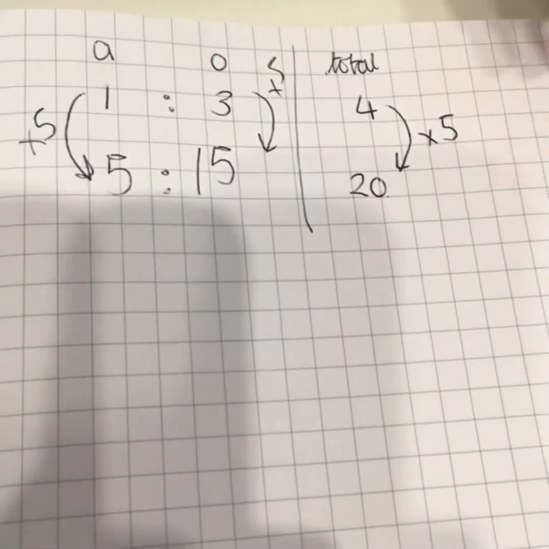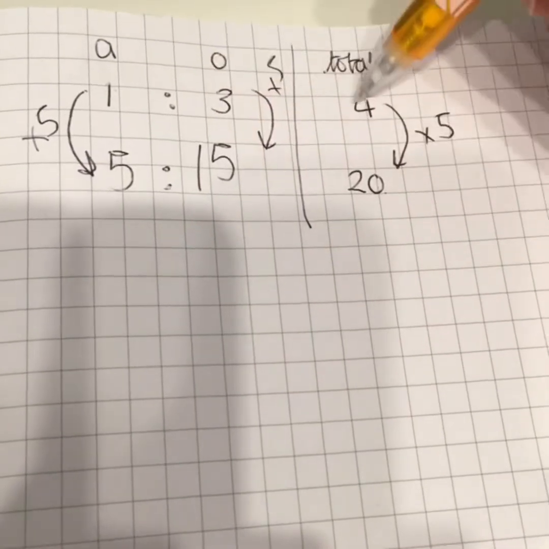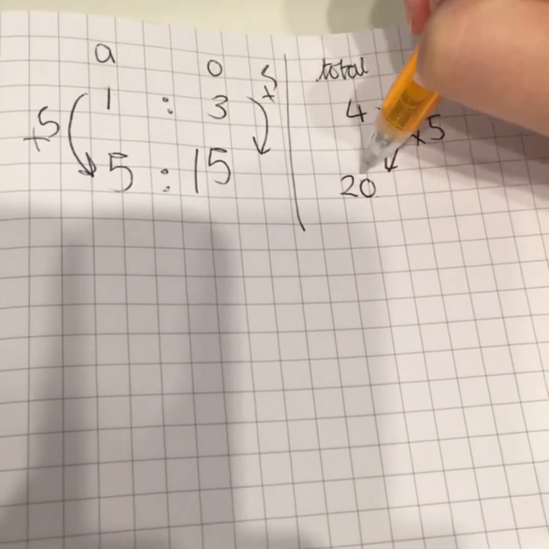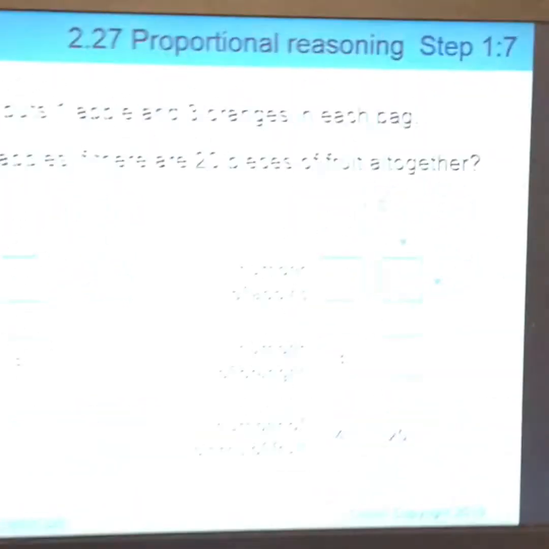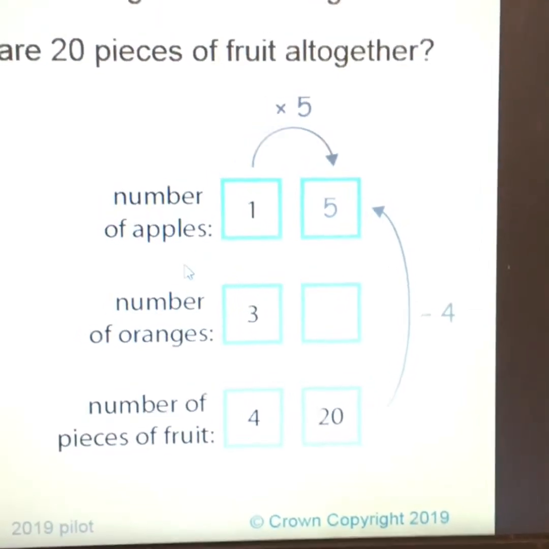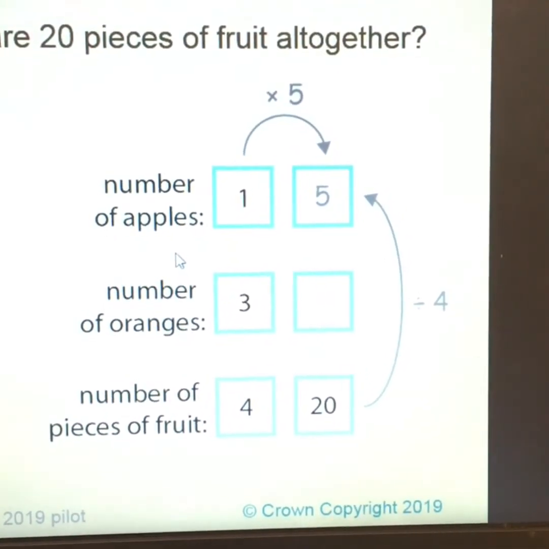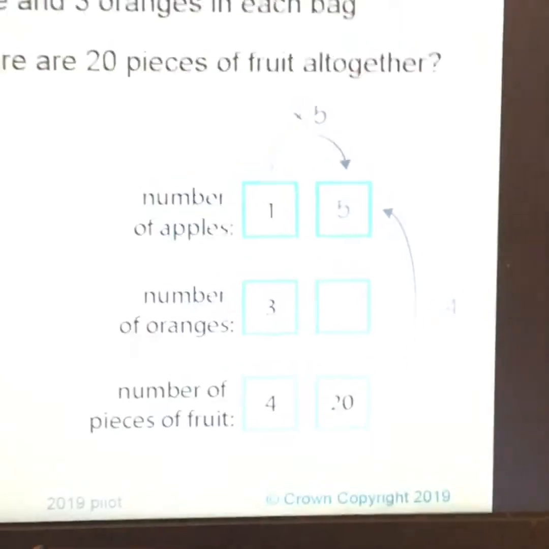You can also see this because apples is 1 out of 4. It's 1/4. What's a quarter of 20? 5. Okay, so this is the horizontal way of looking at it as well. But you've got exactly the same answer.